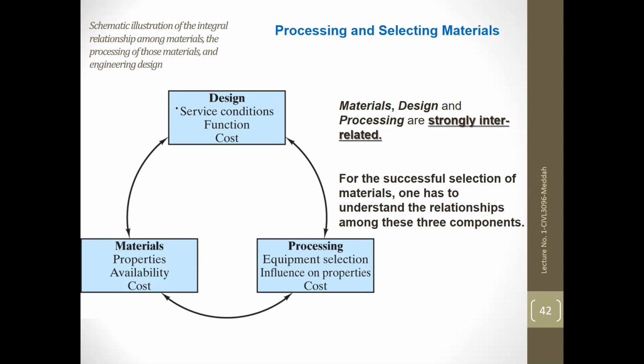And also the interrelation between materials properties and design. Design is interrelated to the materials properties, because design is related to service conditions, as we said. What kind of role, what kind of function this material will be doing during its service life. And this, of course, will affect the choice of the materials properties. So these three, materials, design and processing, are strongly interrelated.